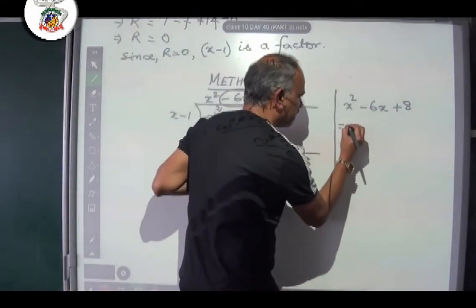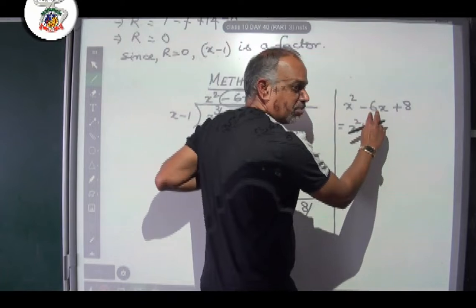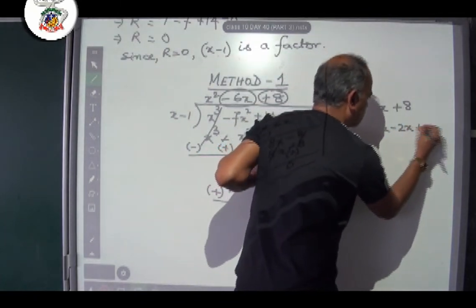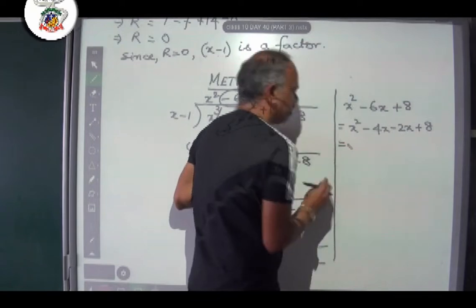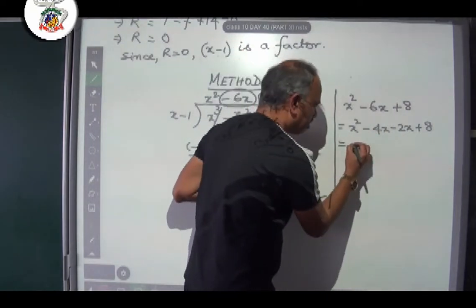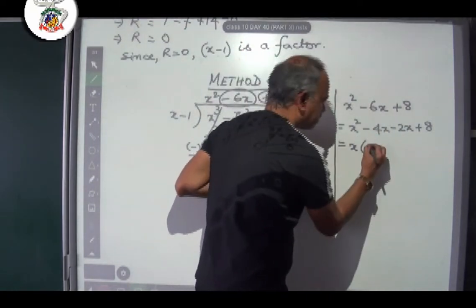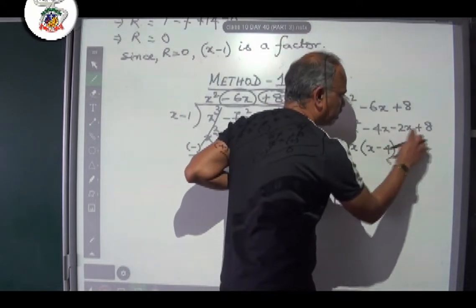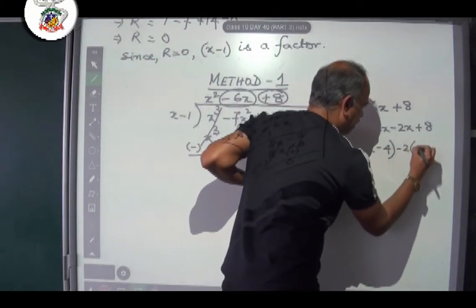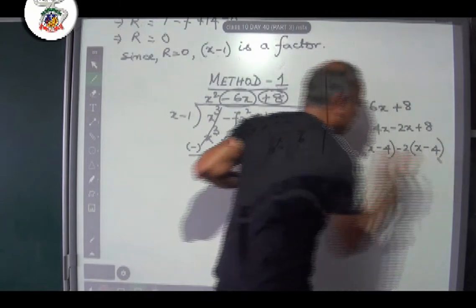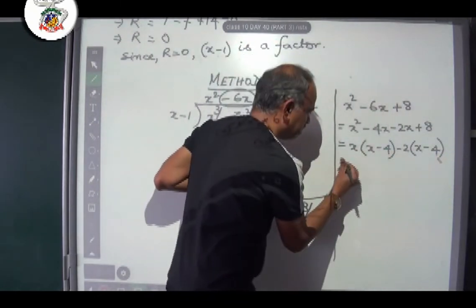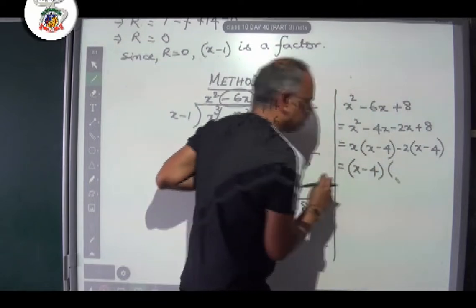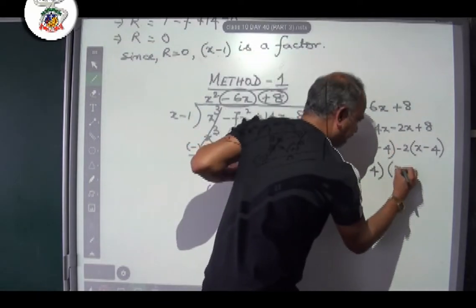So this becomes x squared, I'm going to split the middle term, minus 4x minus 2x plus 8. Out of these two terms, x is common, x minus 4 is left. Out of these two terms, minus 2 is common, x minus 4 is left. Out of these two terms, you have x minus 4 which is common and the other factor is x minus 2.